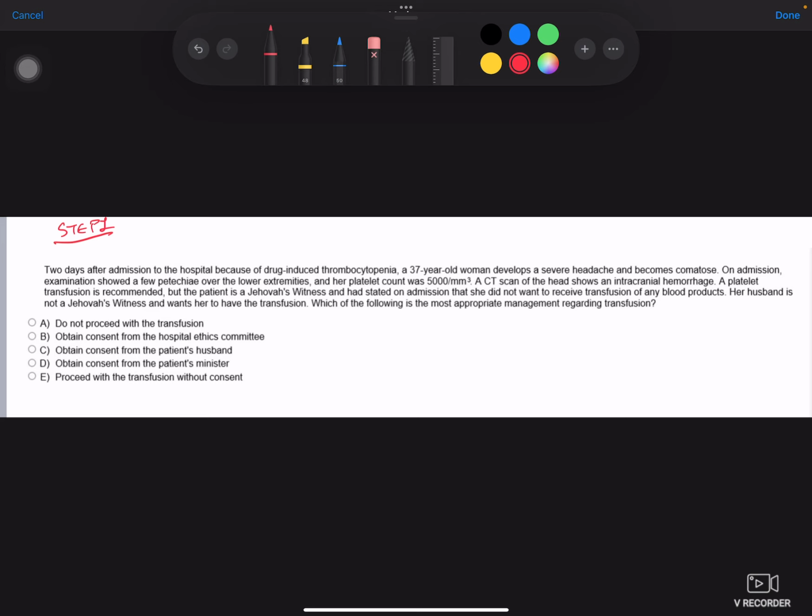Let's begin. Which of the following is the most appropriate management regarding transfusion? Two days after admission to hospital because of DIC, a 37-year-old woman develops severe headache and becomes comatose. Admission examination shows few petechiae over lower extremities. Her platelet count was, oh my god, it's gone. Normal is 1,50,000.